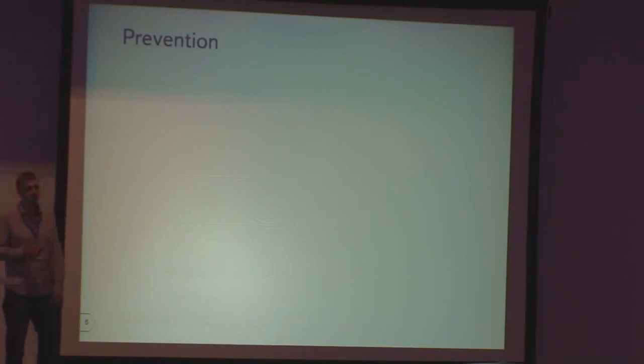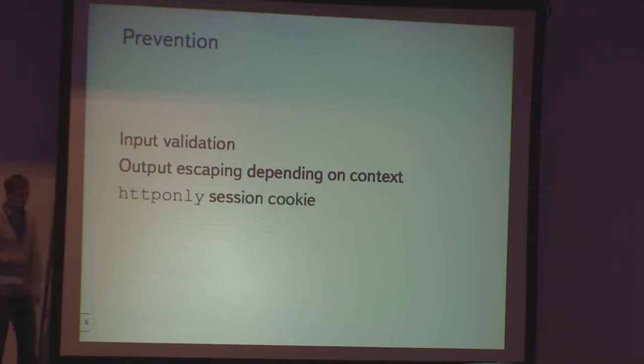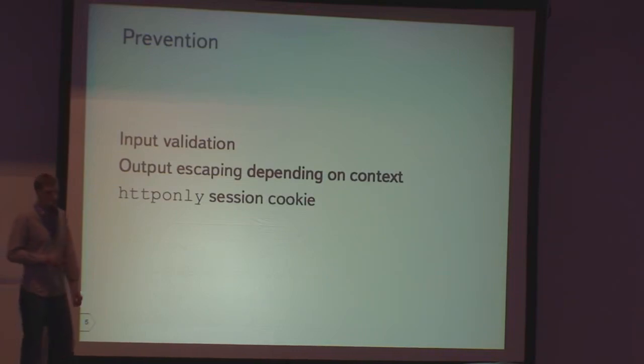The first mechanism to prevent cross-site scripting attacks is, of course, input data validation. It's not so important, but the last one is much more important. I'm talking about output escaping, and this type of escaping should be done depending on the current context. There are about 10 HTML contexts and so on. We of course have the HTTP-only attribute for session cookie.